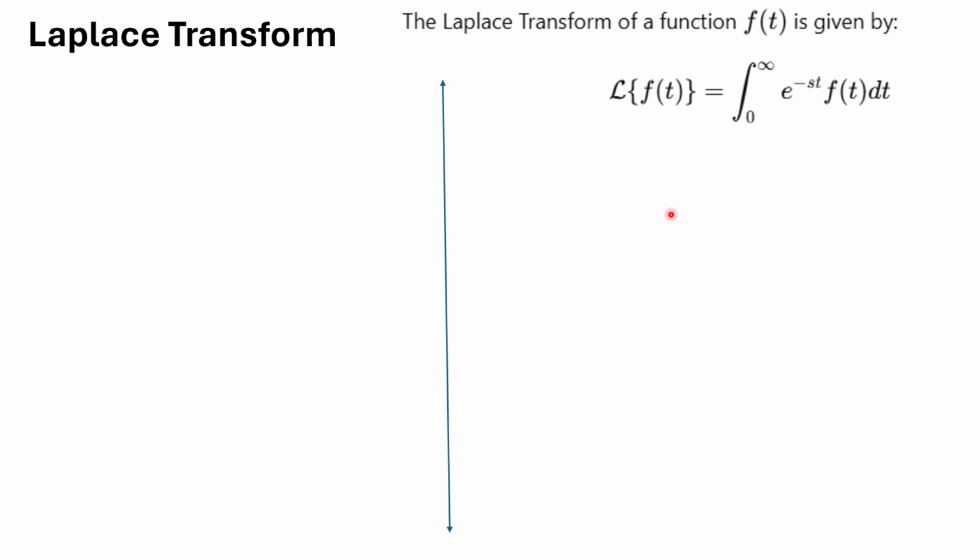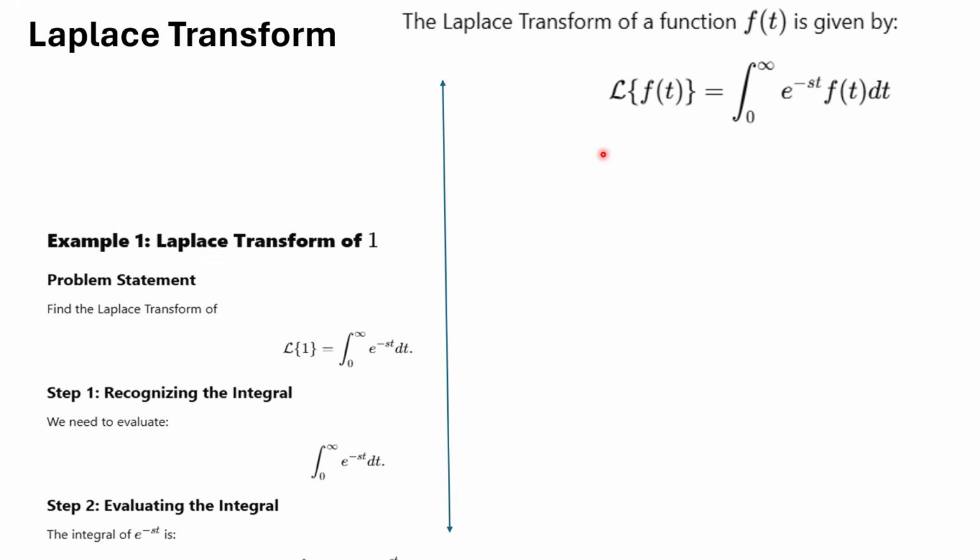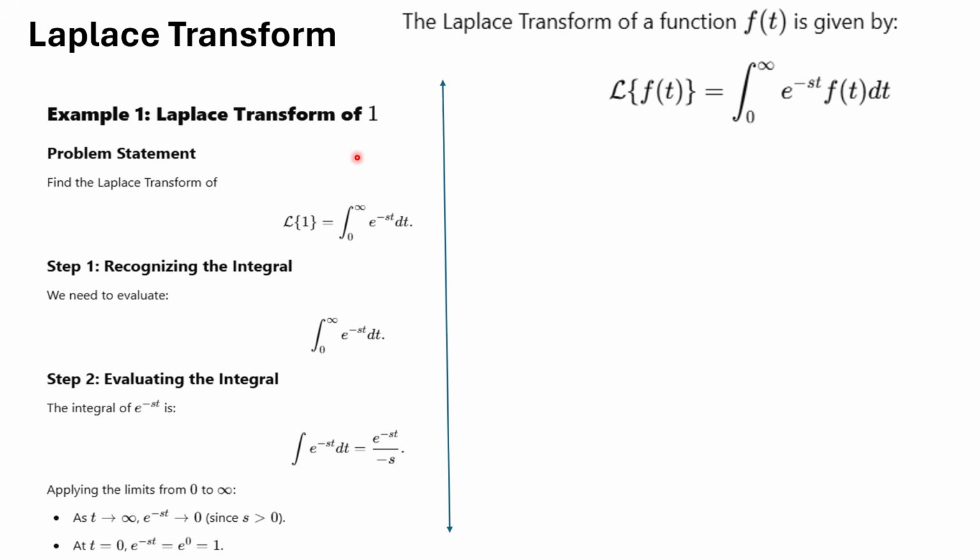For the Laplace transform, first of all, we can use this equation in order to convert into the s domain: multiply by e to the power minus st and integrate over 0 to infinity with respect to dt. f of t is your function, so whatever function you want to convert into the s domain, just replace f of t by that signal. As an example, let's take the Laplace transform of 1. Here we replace f of t by 1, so 1 into e to the power minus st dt, integrated from 0 to infinity. That's all. Now you can integrate.